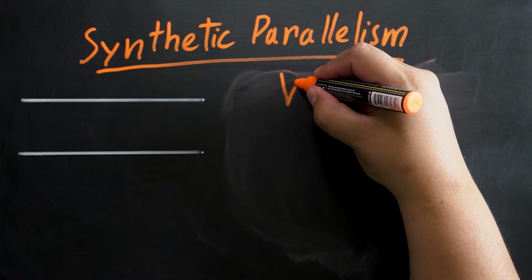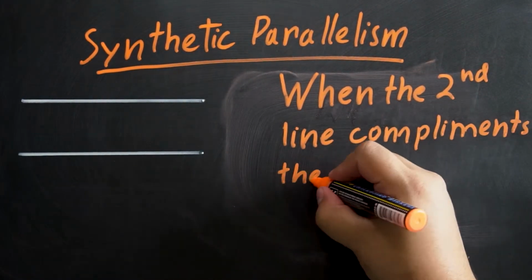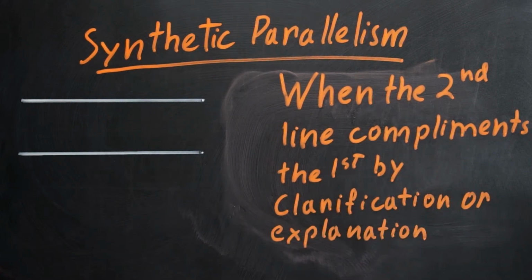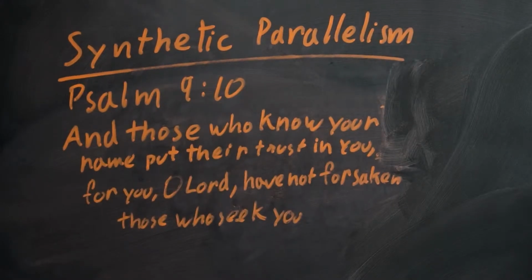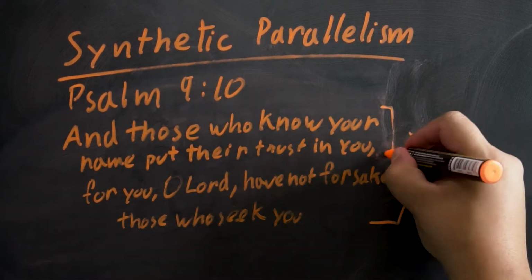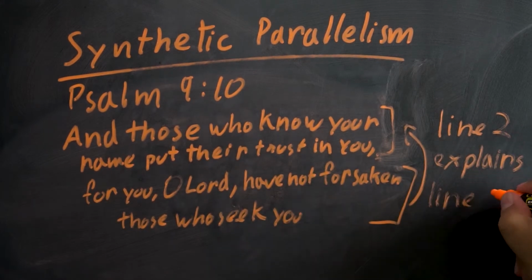Synthetic parallelism is when the second line complements the first by clarification or explanation. An example of synthetic parallelism is in Psalm 9 verse 10, and those who know your name put their trust in you, for you, O Lord, have not forsaken those who seek you. Very simply, line 2 expresses why line 1 is possible.